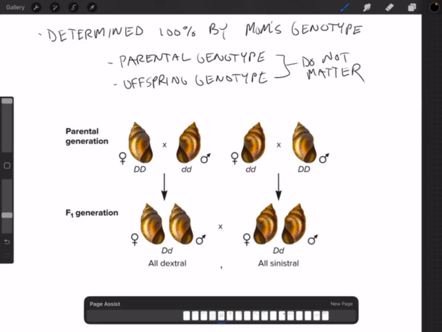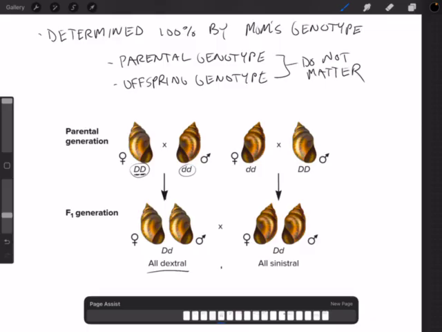Let's go through an example. We can have a dextral female here with two dominant D alleles. Dextral is dominant. Or we can have a sinistral male. And when they come together, we have all dextral offspring. And they're all dextral because the mom has dominant D alleles. Right? This actually is just straight Mendelian genetics.